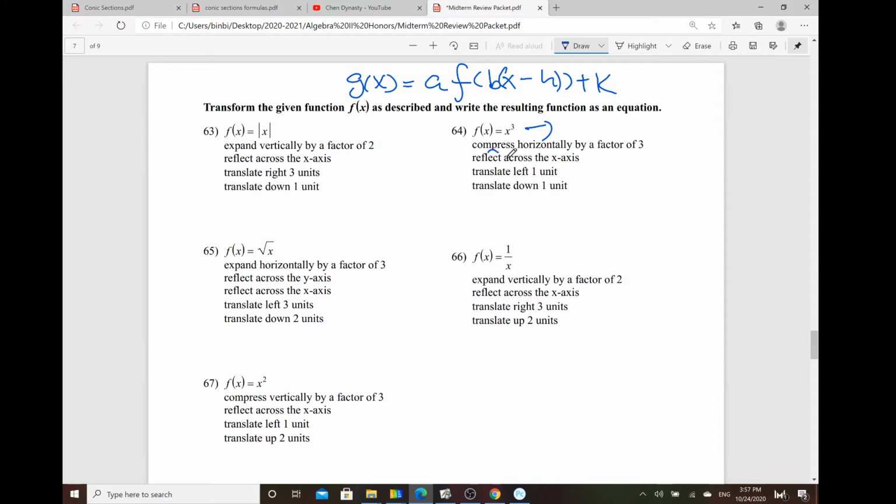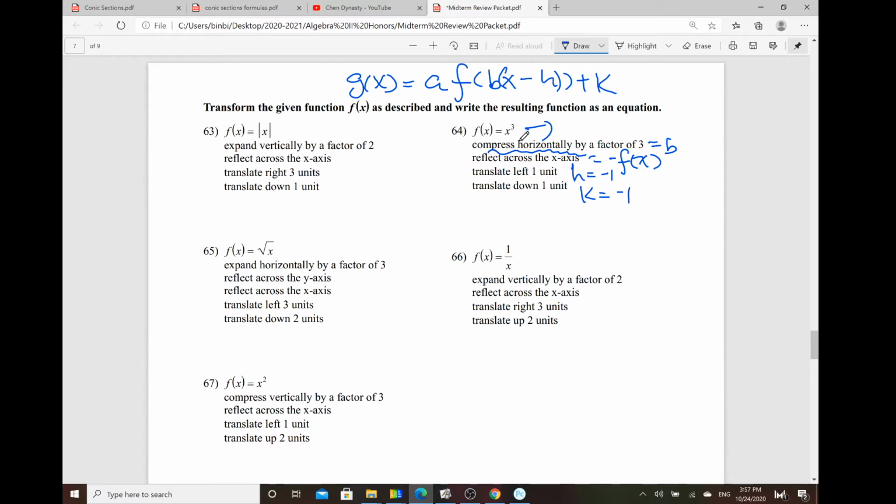So this one is compressed horizontally, so that's a shrinking factor of 3, so b is 3. And then reflect across the x-axis, so that means outside the function is going to be negative. And then translate 1 unit to the left, so that means h is negative 1. And then translate down 1 unit, so k is negative 1. Once you put it all together, don't forget, f of x is what? x to the power of 3.